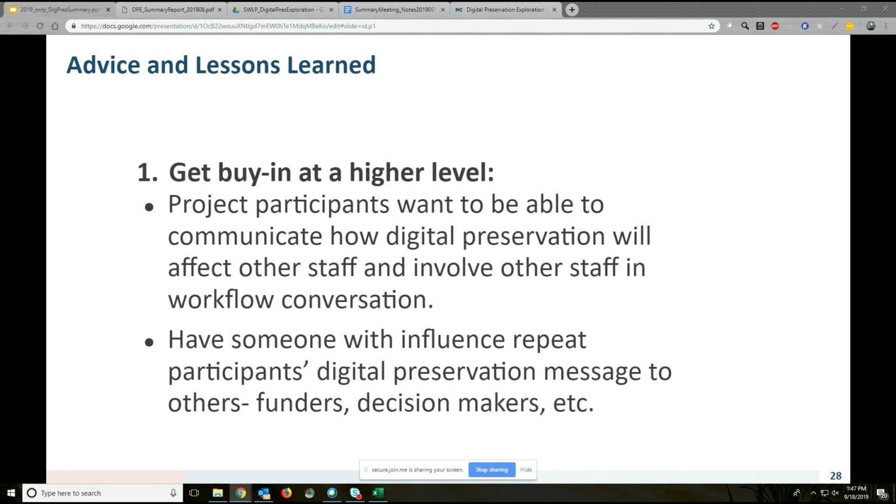The first is getting buy-in at a higher level. So people want to be able to communicate how digital preservation will affect other staff and involve other staff in the workflow conversation, and also do that early in the process. There's also a piece of advice or a goal to have someone with influence repeat your digital preservation message to others. So people who can communicate and advocate on your behalf to funders and decision makers can make a huge difference in prioritizing digital preservation initiatives at your institution.